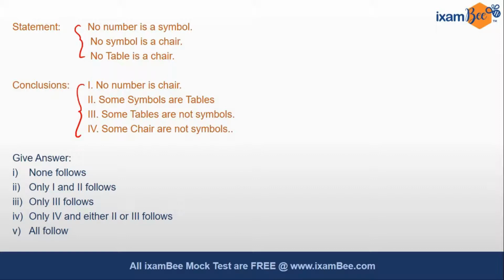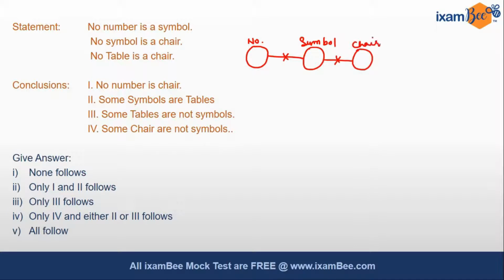Now since we are trying to solve this problem with the help of the Venn diagram method, let's quickly draw the diagram. It says no number is a symbol. So we draw number here, and since it has no relationship with the symbol, we denote it this way. In the second statement it says no symbol is a chair. So there is no relationship between symbol and chair, and we denote it this way. The third statement says no table is a chair. So here we draw table and we cross it to denote that no table is a chair. Now as you can see, our diagram is complete.